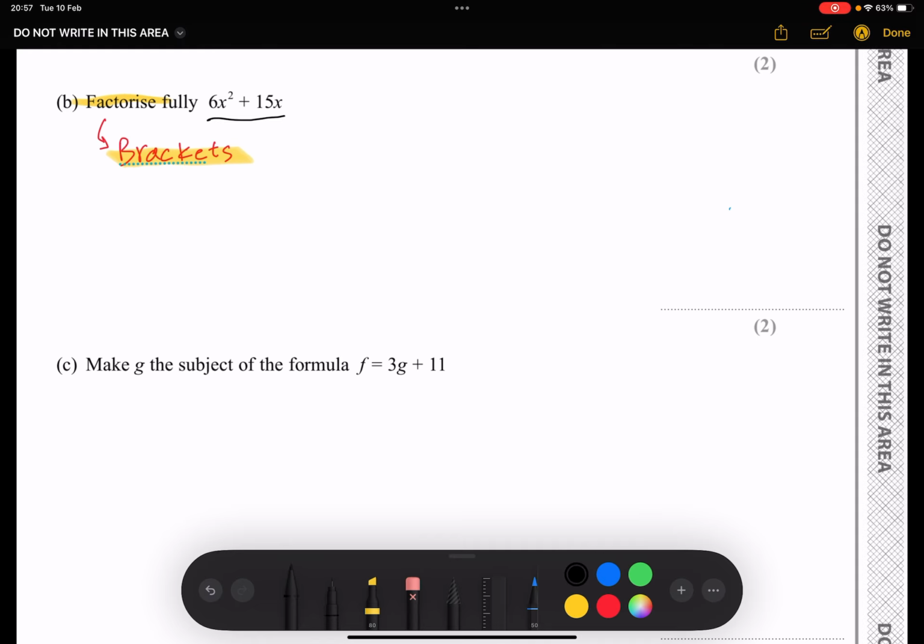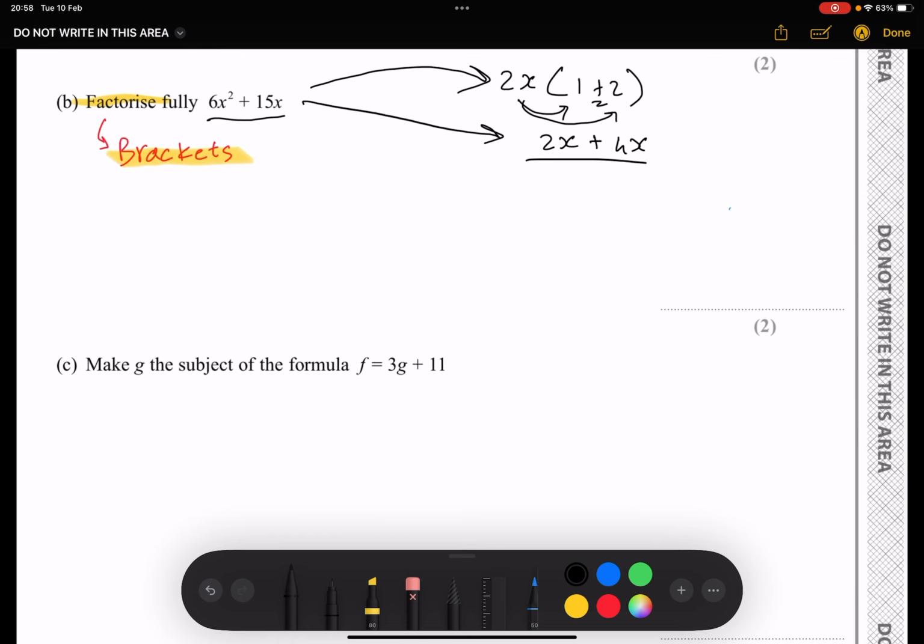Open means, for example, if you have 2x open bracket 1 plus 2, the open version is multiply this by this, 2x plus 2x times 2 is 4x. So this is the open version, and this is what we currently have. What we need is to make this equation into this. So let's get started.